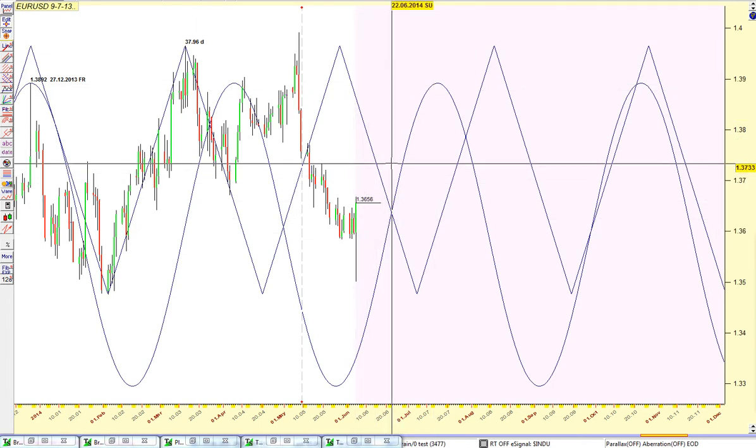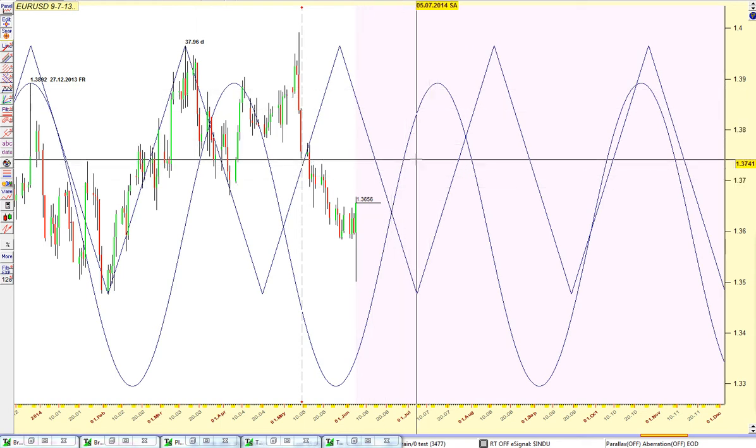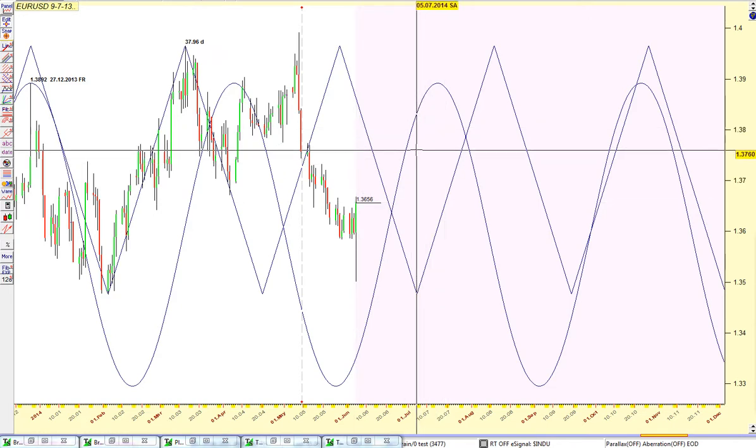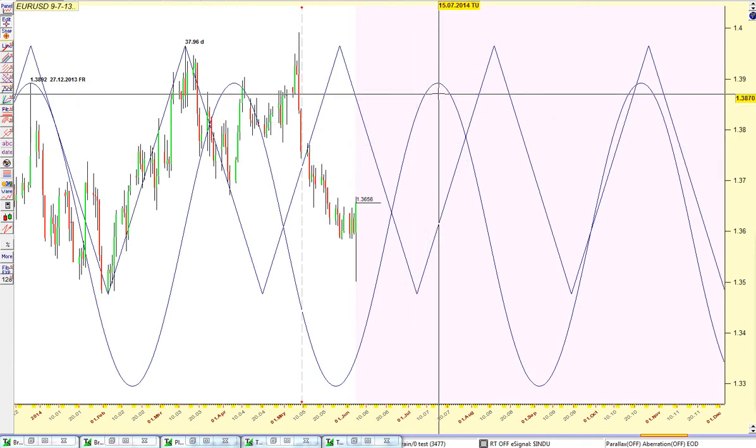Something could happen here, maybe the 22nd with this cross, but right here, possible forecasting if we're going to continue to the upside. The first week, July 5th, anywhere up to July 15th.